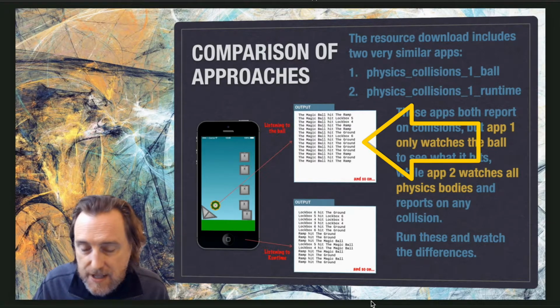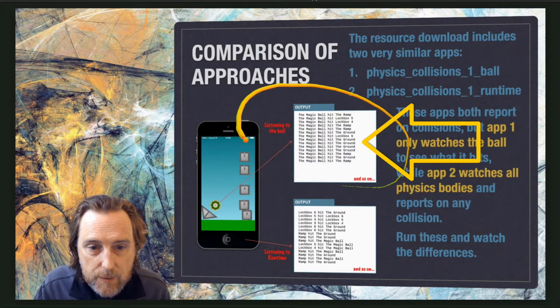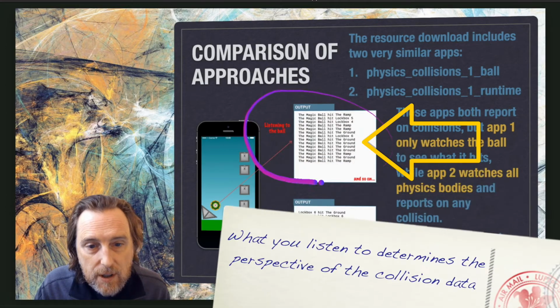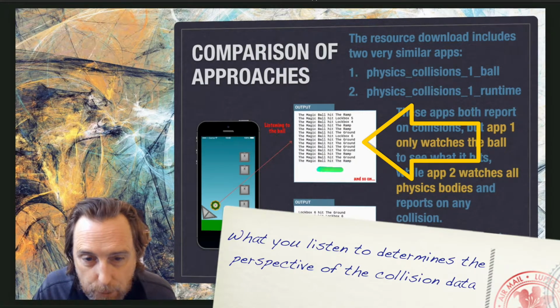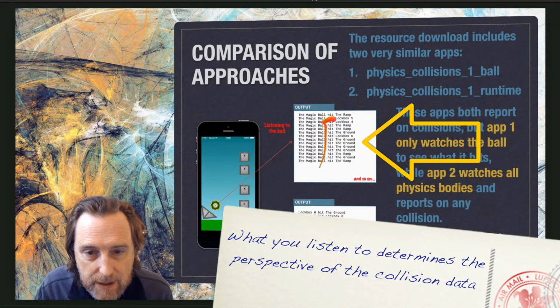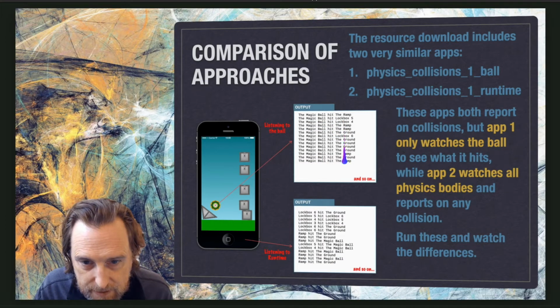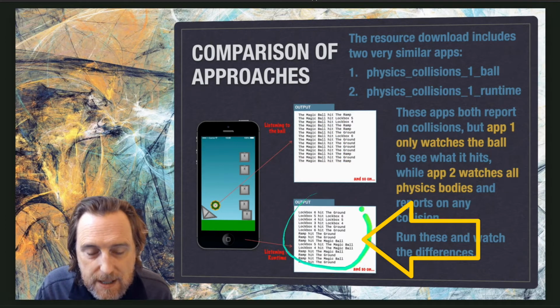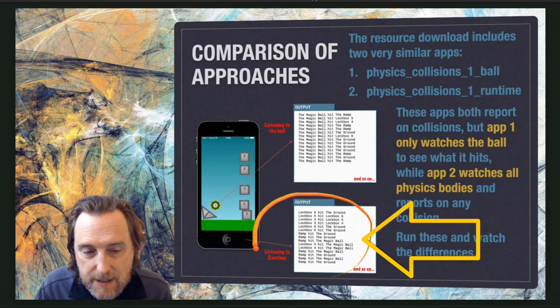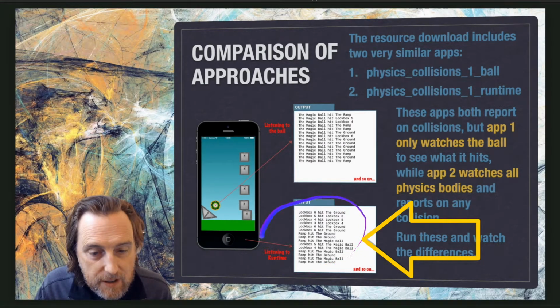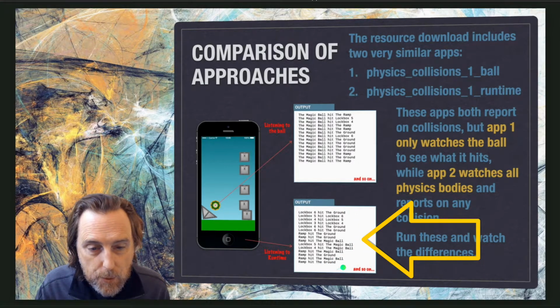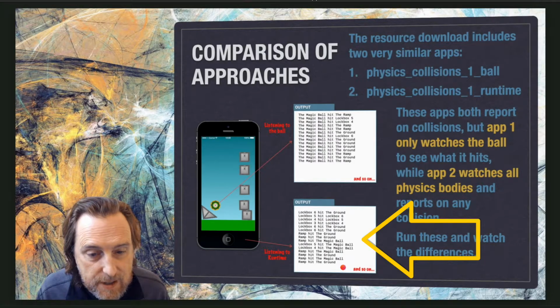But you'll see in this top example, when you're listening to the ball, you get this ball-centric report at the console. The ball hit all these different things. That's not at all what you get now if you listen to the runtime. If you add the collision listener to the runtime, you get this report from any 2 things that collided.